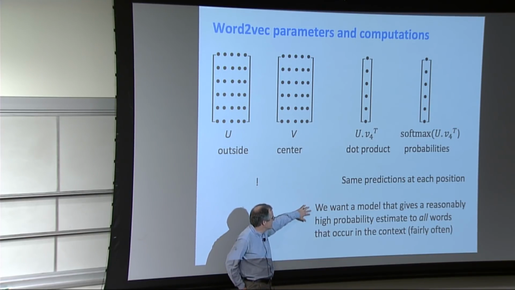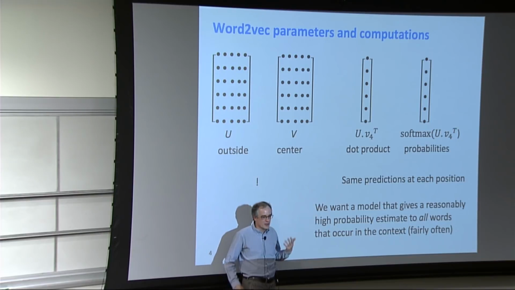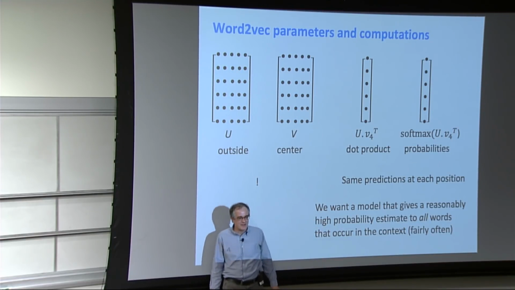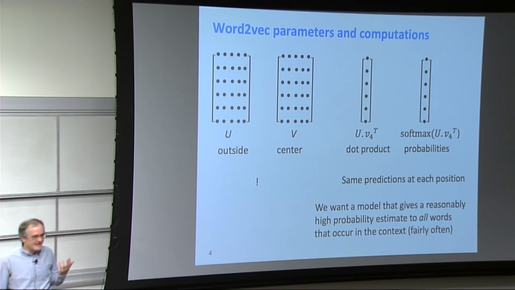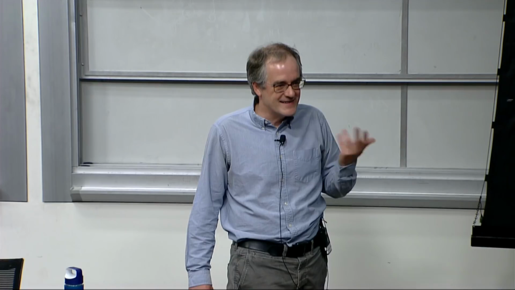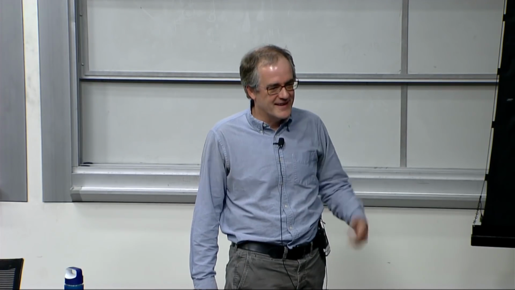So all we're asking for is a model that gives reasonably high probability estimates to all words that occur in the context of this word relatively often. There's nothing more to it than that. And that's part of why it's surprising, when you've got such a simplistic thing, that at the end of the day it can end up capturing so much about the meanings of words and aspects of the meanings of words, like in the examples I was just showing you in the IPython notebook.